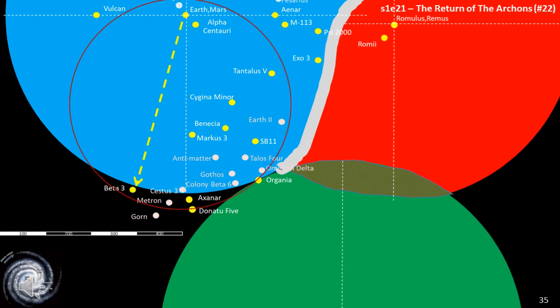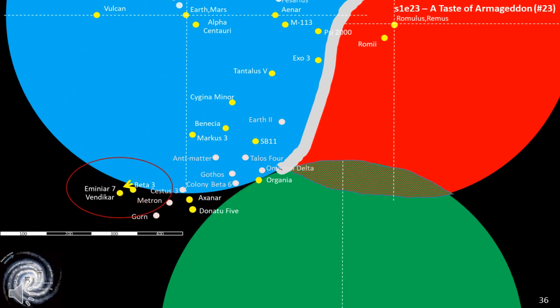In The Return of the Archons, the Enterprise moves back out of the border of the Federation to Beta III to search for a long-lost spacecraft. In A Taste of Armageddon, the Enterprise travels to Star Cluster NGC 321, which also contains the planet Eminiar VII. This planet may soon become a member of the Federation.